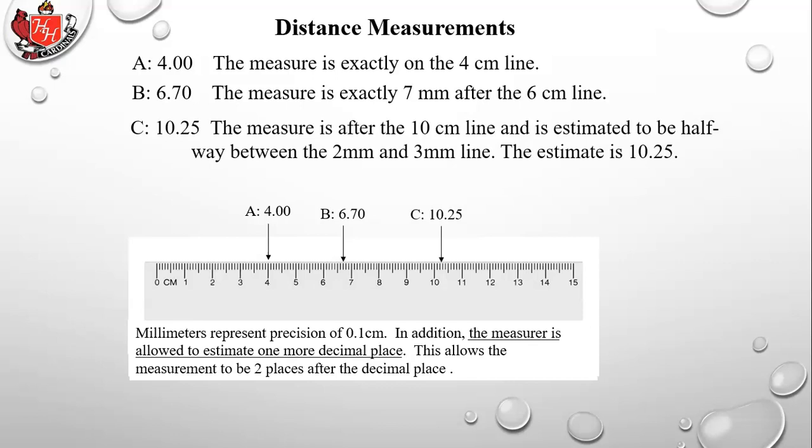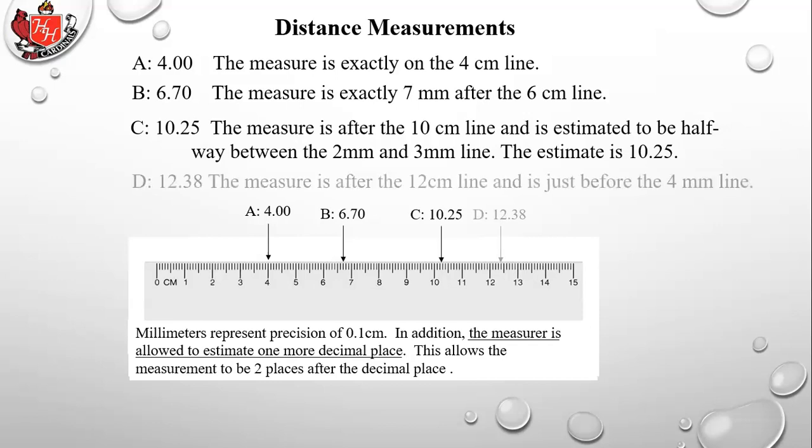10.25. So you think that it's at 10, right about at the 2, but it's somewhere between the 2 and the 3. And you think it's halfway between the 2 and the 3. So that would be 10.2, which you can see the 0.2 line, and then you think it's a little past that, maybe halfway, then you would say 5. 10.25, again, 2 places after the decimal.